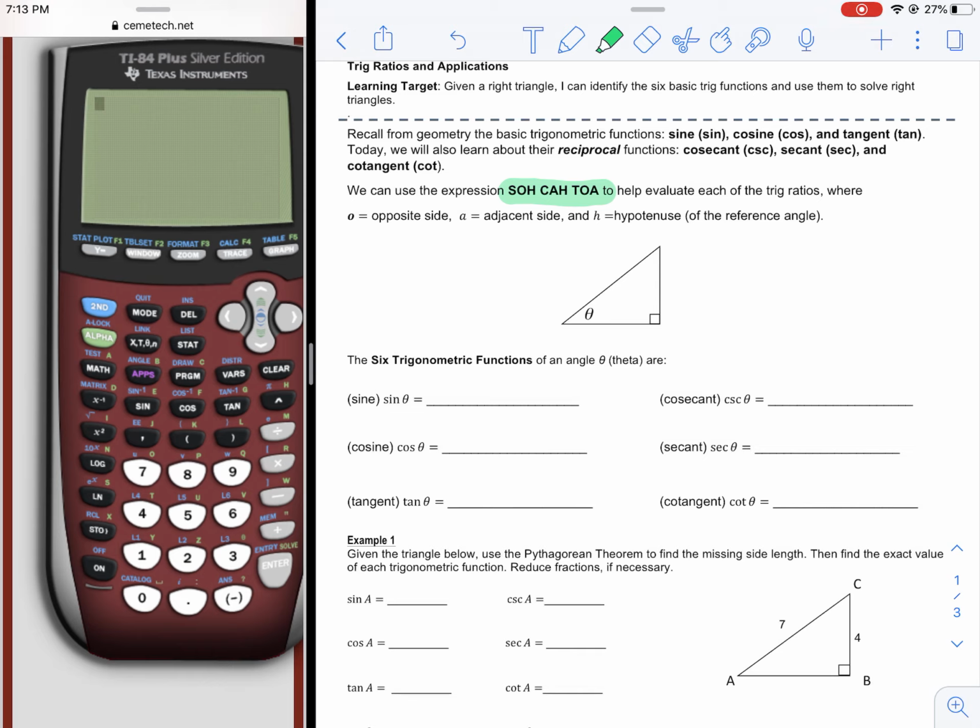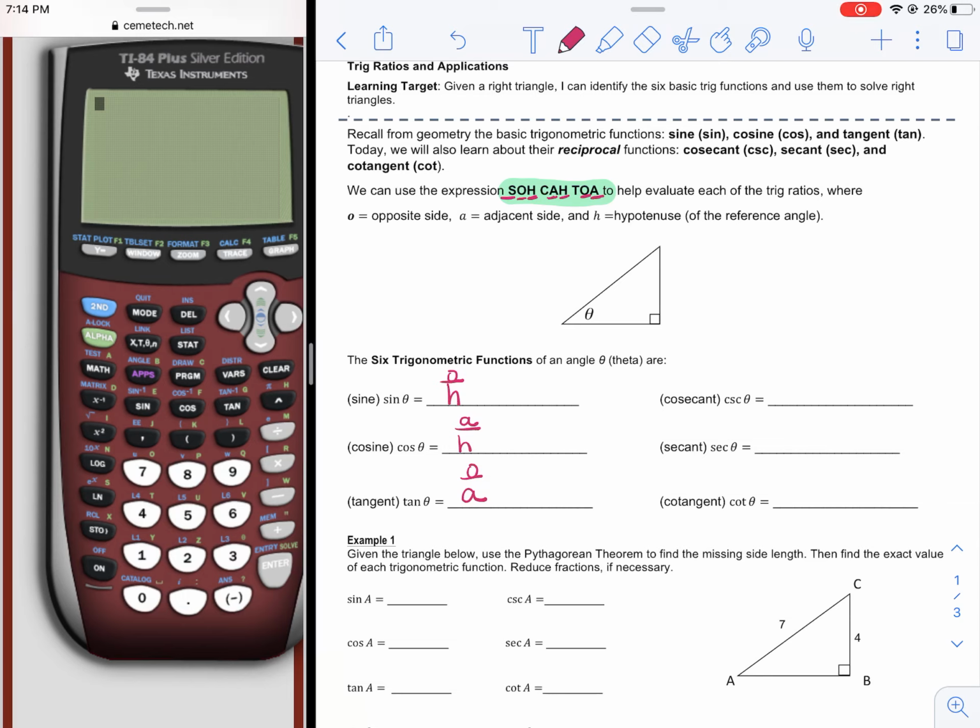So when you think of trig, you likely think of the expression SOHCAHTOA. SOHCAHTOA is used to help us remember the relationship between sides in a right triangle. The S in that expression stands for the sine of an angle. The sine of an angle, which is abbreviated SIN, is its opposite side over the hypotenuse. The cosine is the adjacent side over the hypotenuse, and the tangent is the opposite side over the adjacent side.